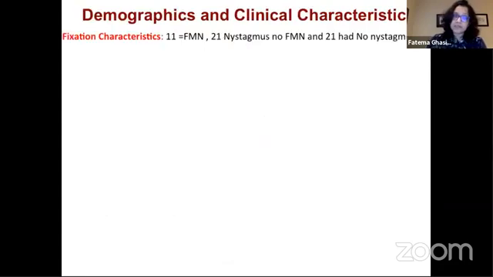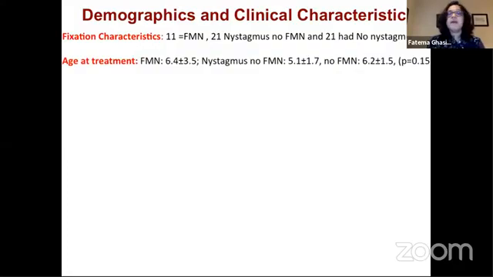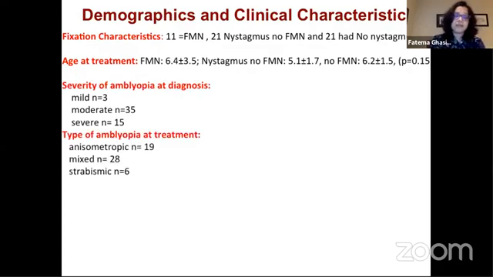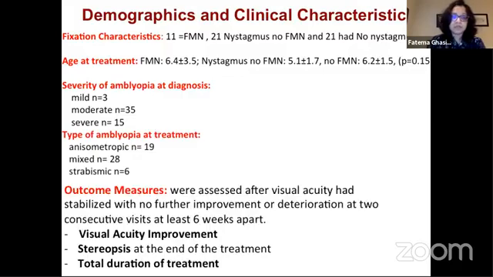To answer this, we recruited 53 amblyopic patients. We measured their fixation eye movements, and 21 had no nystagmus, 21 had nystagmus without FMN, and 11 had FMN. The age at treatment was about 6 years for all of them. For severity, 3 had mild, 35 had moderate, and 15 had severe amblyopia. And we had 19 anisometropic, 28 mixed, and 6 strabismic.